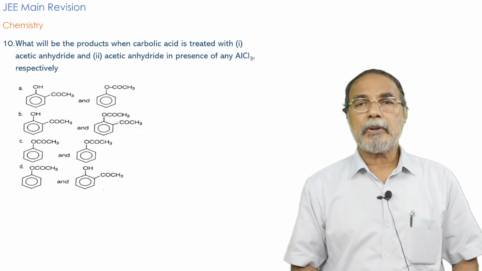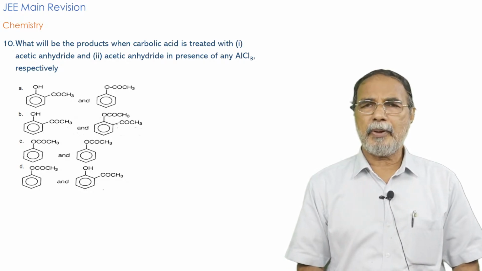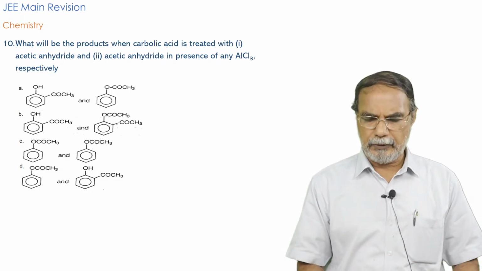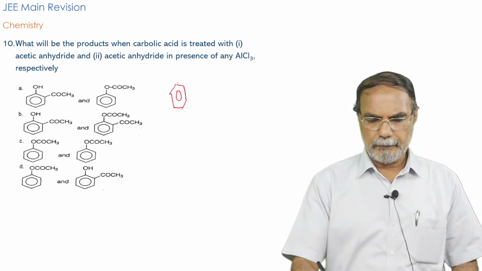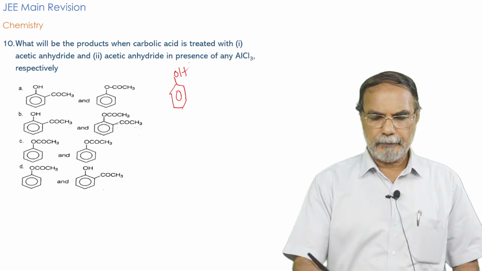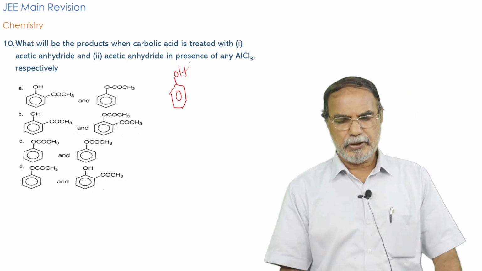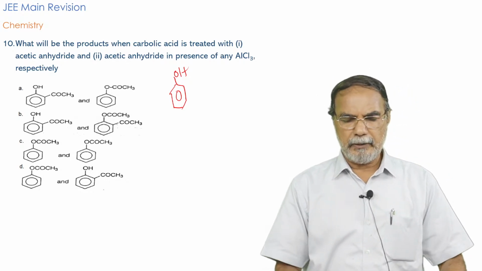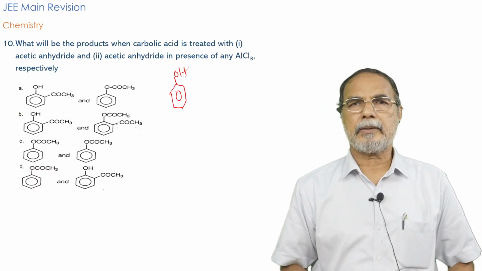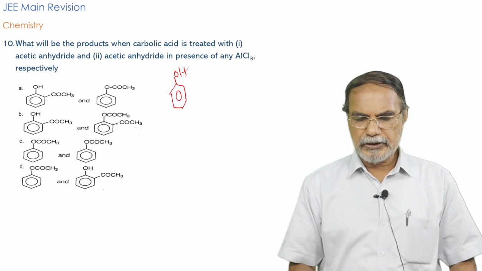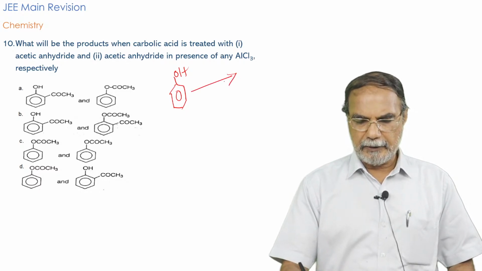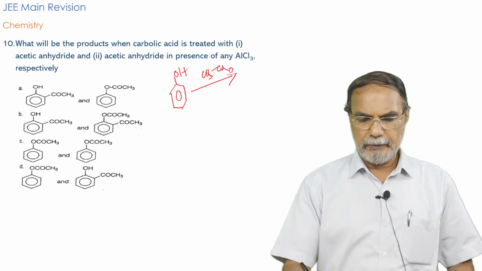So there is the term carbolic acid. I think all of you may be knowing that carbolic acid is another name for phenol. Carbolic acid is phenol. So instead of phenol, they have given the name carbolic acid. So one has to be familiar with that. So phenol is treated with acetic anhydride. Acetic anhydride is this compound.